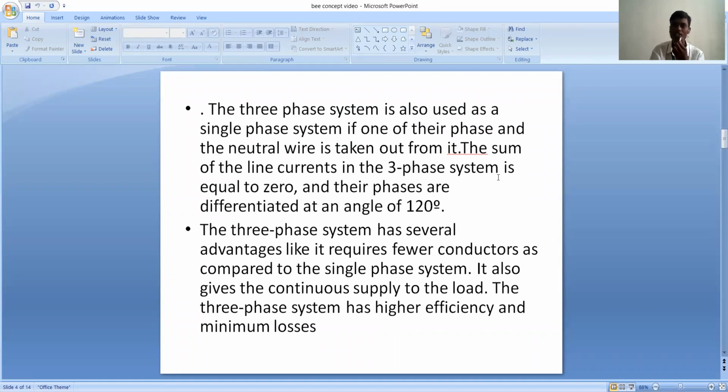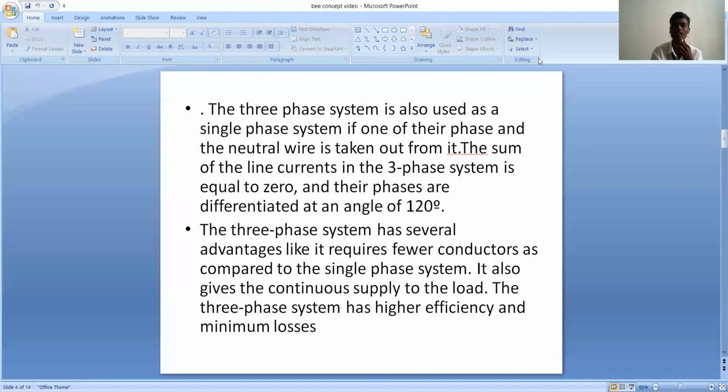Next, the three-phase system can also be used as a single-phase system if one of the phases and the neutral wire are taken out from it. The sum of the line currents in the three-phase system equals 0, and their phases are differentiated by an angle of 120 degrees. This means the three-phase system can be converted into single phase by taking off the earthing wire. The line currents are the currents passing through each wire. The sum of all three currents in the three-phase system equals 0, and their phases are differentiated by an angle of 120 degrees.